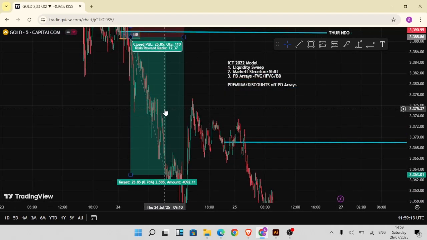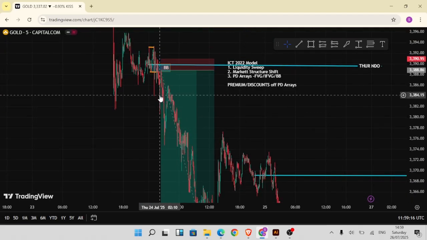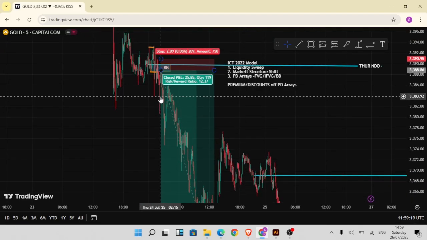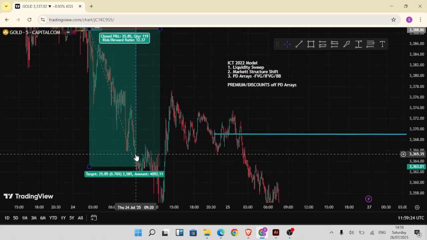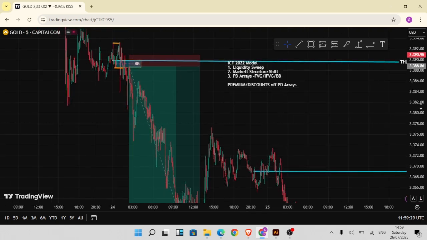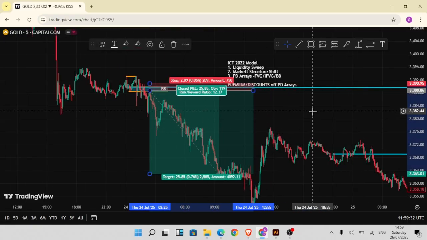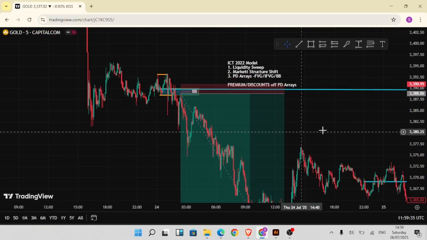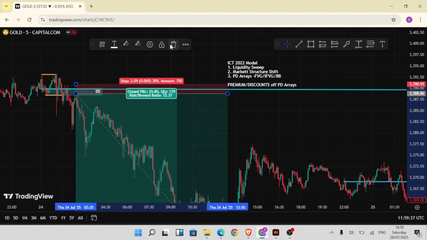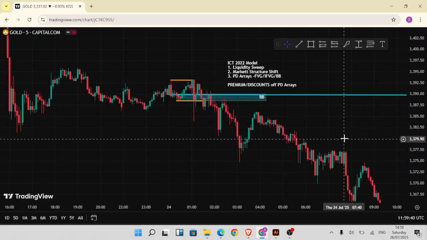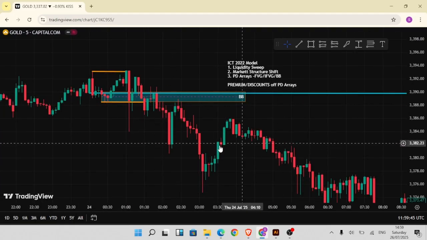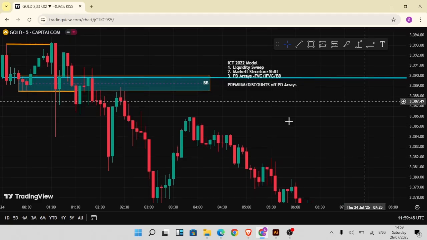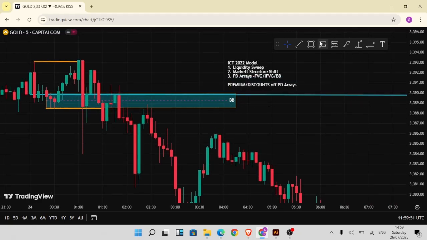And this is still Thursday. Entry taken at around 2:10, 2:15 in the morning, and at 9:20 a.m. our take profit was hit, giving us a 12.37 R. Now, that was not the only opportunity existing here. This was the first engulfing candle. Assuming you missed that, would we have had another opportunity?